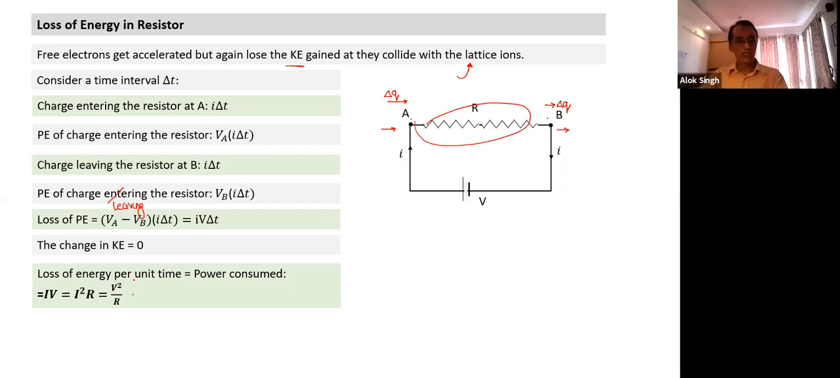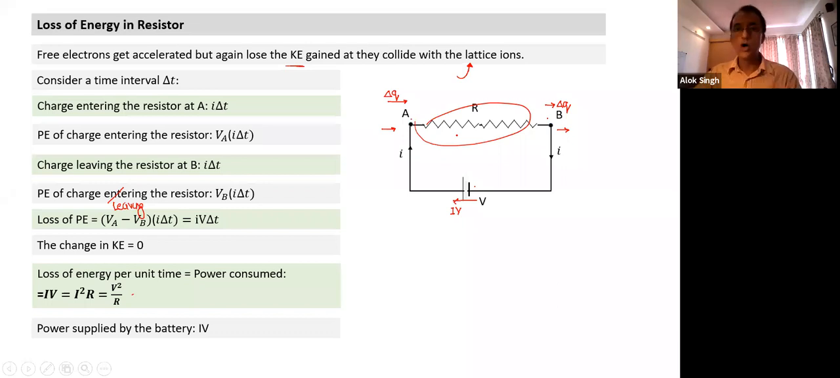And what is the power supplied by the battery during this same time interval? The power supplied by the battery also is equal to IV. So whatever energy has been supplied, if there's only one battery and one resistor, the power supplied by the battery is equal to the power consumed in the resistor, and that will be equal to the rate at which heat is generated in the resistor. Heat generated in the resistor is also called Joule heating. So what is Joule heating? Joule heating is the rate at which heat is being generated in the resistor. That's the heating effect.